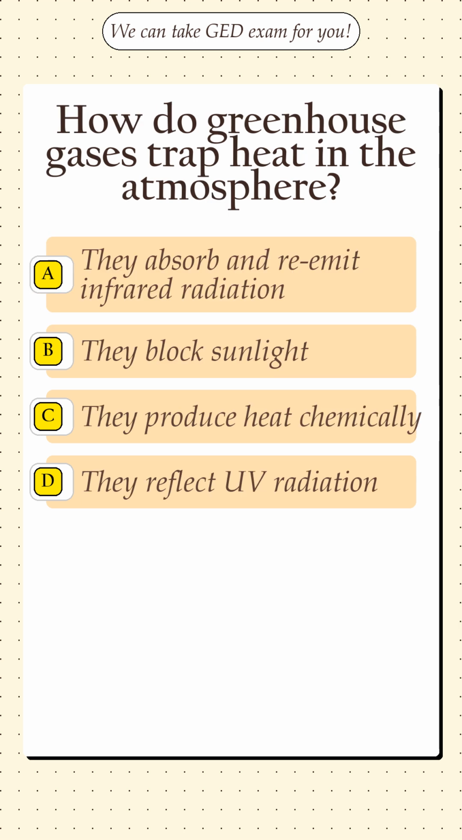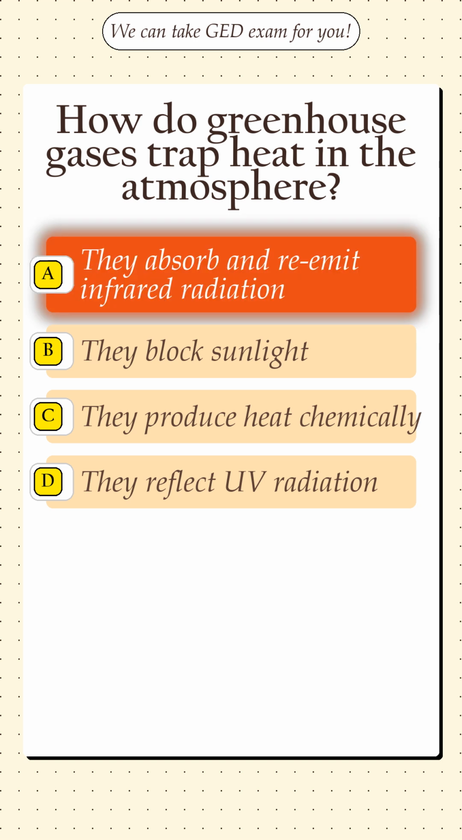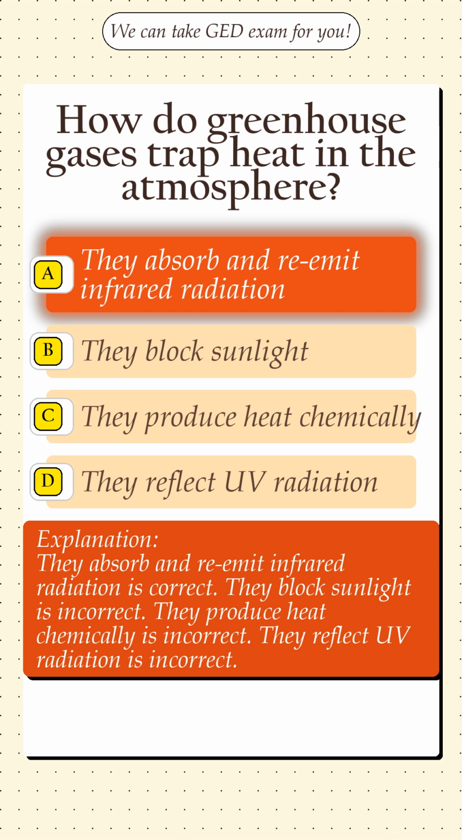Question 6. How do greenhouse gases trap heat in the atmosphere? Option A, they absorb and re-emit infrared radiation. Option B, they block sunlight. Option C, they produce heat chemically. Option D, they reflect UV radiation. The correct answer is option A, they absorb and re-emit infrared radiation. They absorb and re-emit infrared radiation is correct. They block sunlight is incorrect. They produce heat chemically is incorrect. They reflect UV radiation is incorrect.